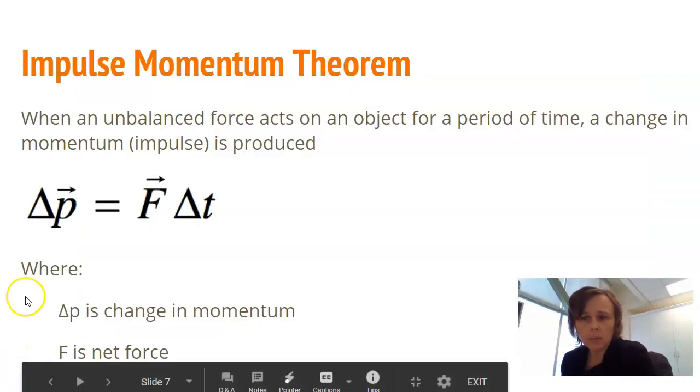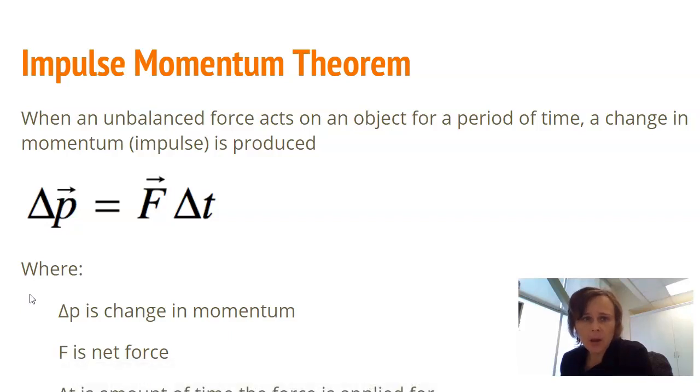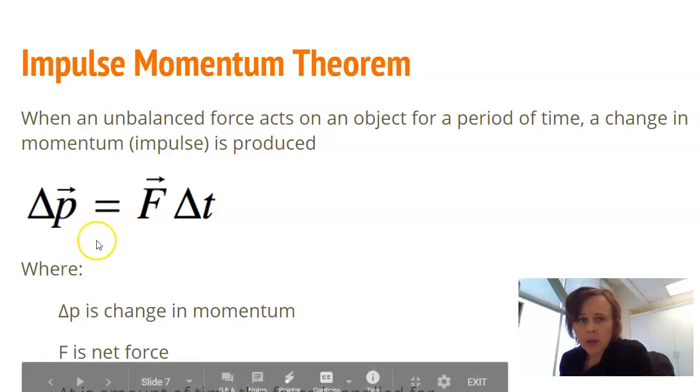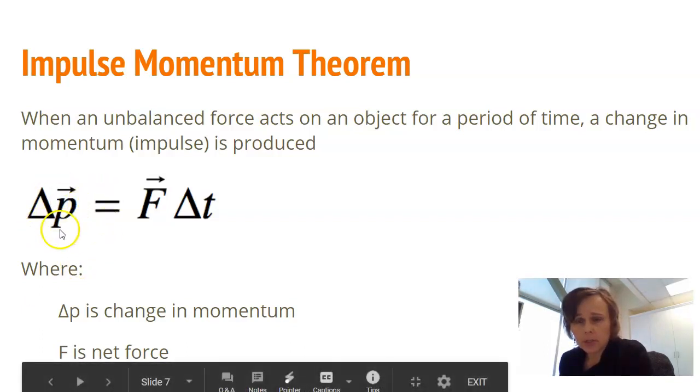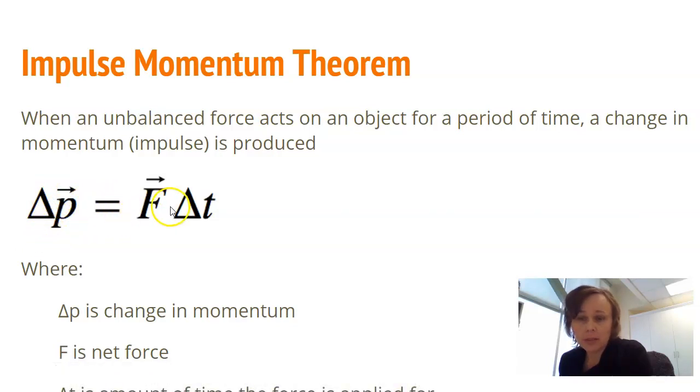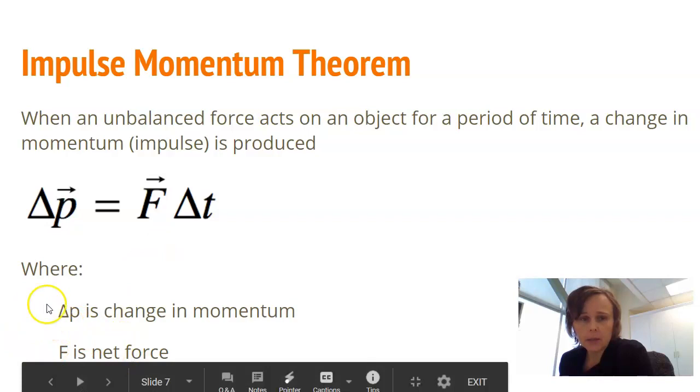The last topic we want to talk about today is the impulse momentum theorem. When an unbalanced force acts on an object for a period of time, a change in momentum is produced. That is the impulse momentum theorem. It's a very important theorem. The equation looks like delta P equals the average force multiplied by the change in time, the time interval the force is applied.